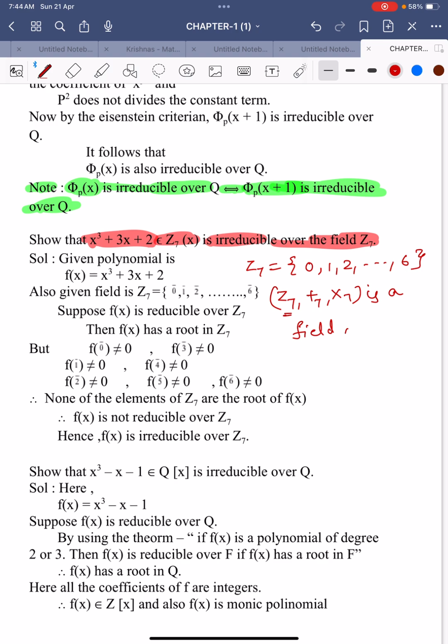So now our polynomial is given like this. f(x) = x³ + 3x + 2. What is f(0)? 2, which is not divisible by 7. What is f(1)? 1 + 3 + 2, which is equal to 6, not divisible by 7.